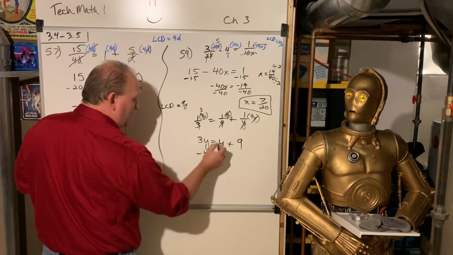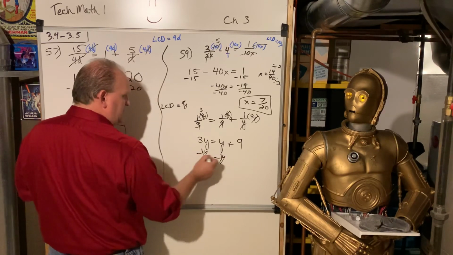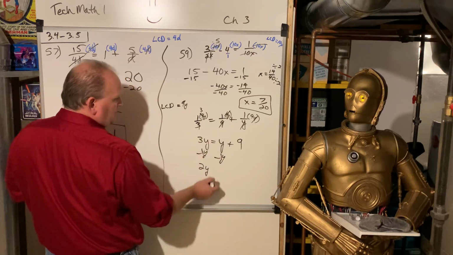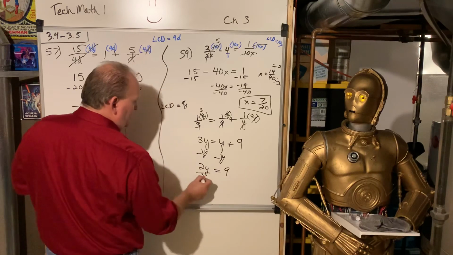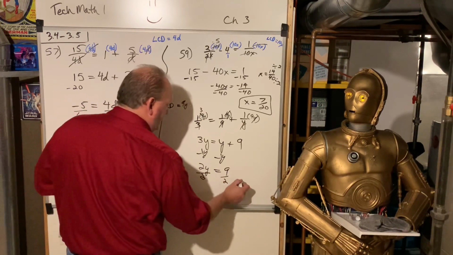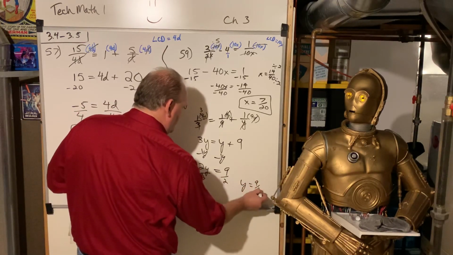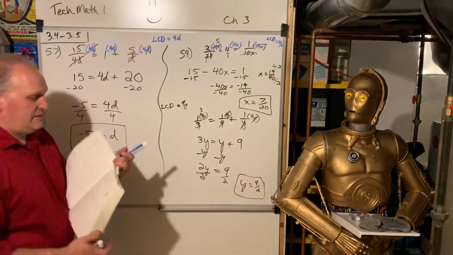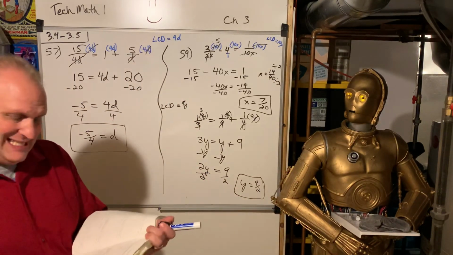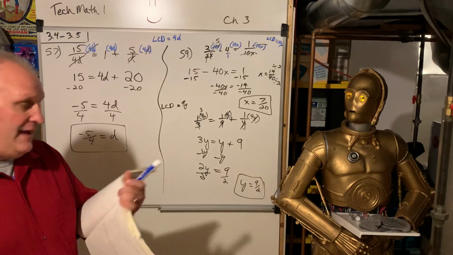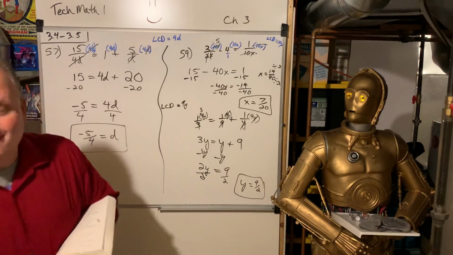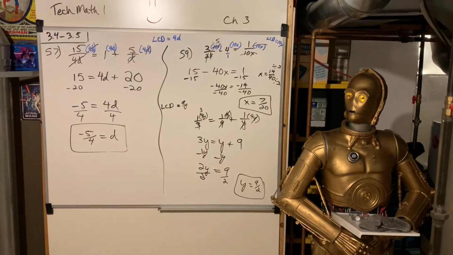So 2y, remember there's a 1 there, minus 1y. So 3y minus 1y is 2y, equals 9. And then divide by 2, so 9/2. Should be the answer for that one. So 7/20ths and 9/2. All right. Excellent. That is 3, 4, and 3, 5.